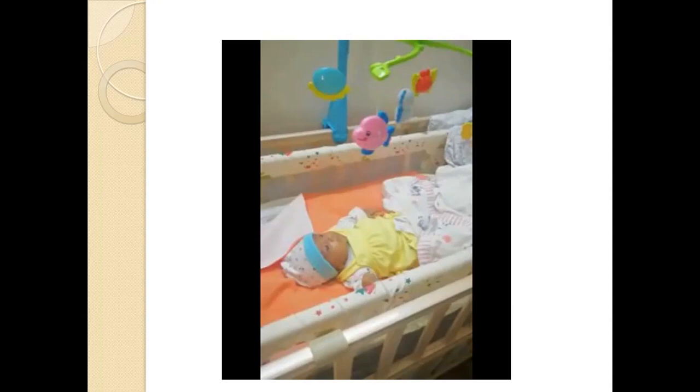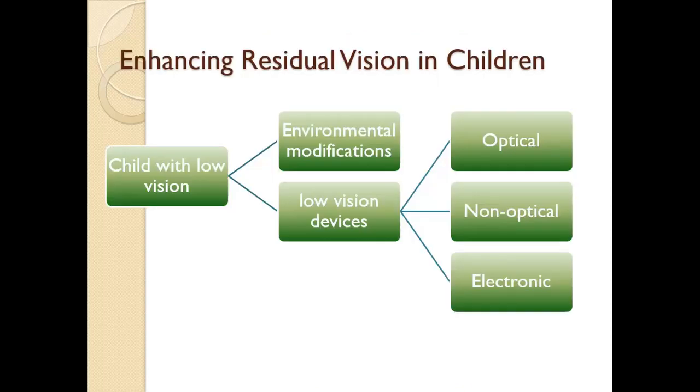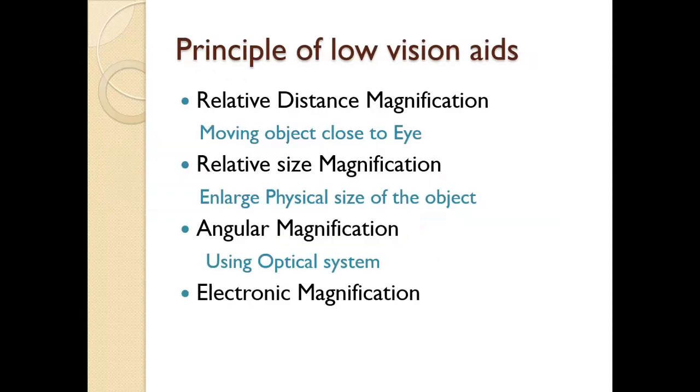Visual stimulation can be done with lights with objects, or even books with colorful diagrams. At each stage, whatever the child is capable of, we have to stimulate. Coming to the broad classification, environmental modification is to be done day-to-day, because they have to live in school or at home. Next is low vision devices. Mostly till date, it was optical devices. Then comes the non-optical. Now the latest is electronic devices.